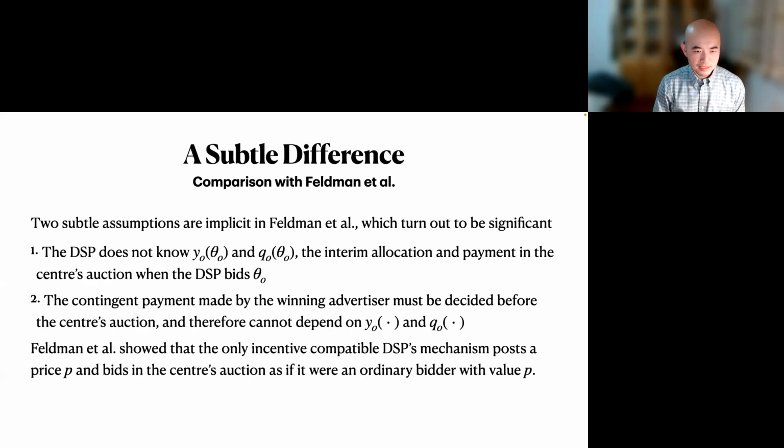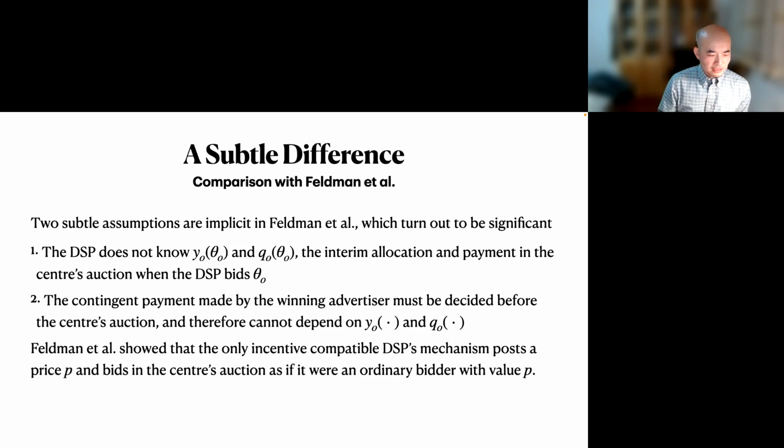Okay, yeah, it takes some argument, but it may not come as a surprise that Feldman et al. managed to show that under these two assumptions that they made, the only incentive-compatible DSP mechanism is to post a price P and then bid in the center's auction as if it were an ordinary bidder with value P. So essentially, the only incentive-compatible mechanism it can run is to post a price P. And if anyone takes the price, the DSP will just bid as if he has value P for winning the center's auction.